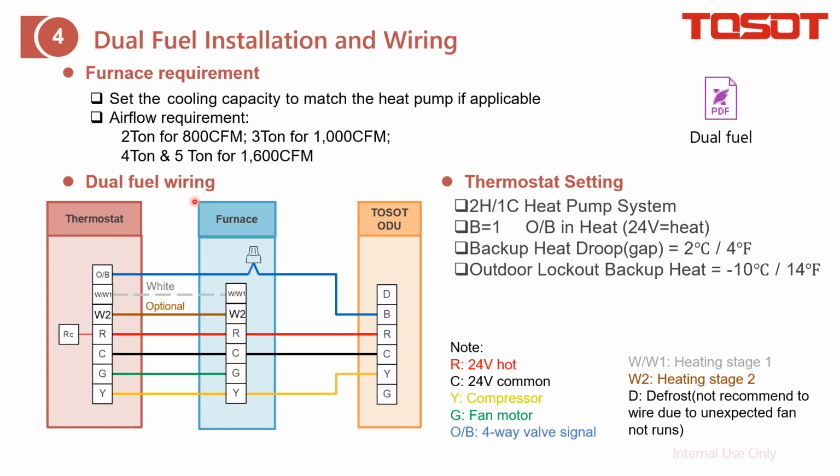For the detailed wiring of this dual fuel, just follow this diagram to finish the wiring. And for the thermostat requirement, it should support 2 heating, 1 cooling heat pump system. And for the B, set it to be 1 and the OB in heat. And the backup heat route would be this one. And the auto lockout backup heat should be this. And this is the detailed meaning of the different labels, just for your reference. In summary, you need to follow this document to do the wiring and installation for the dual fuel system.